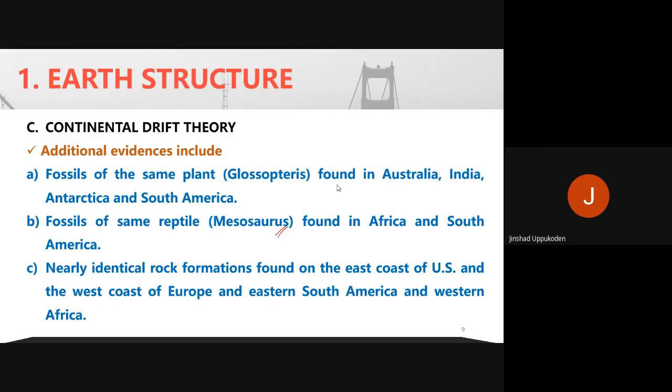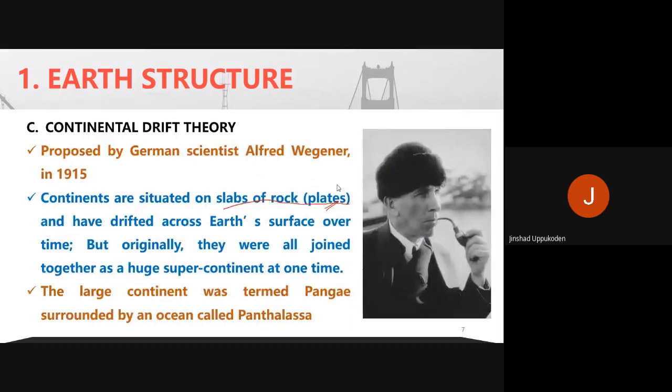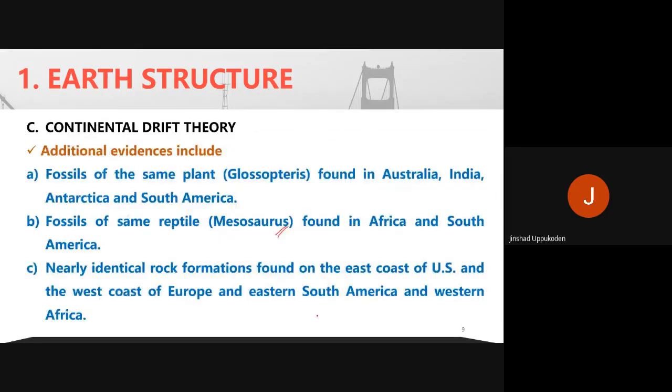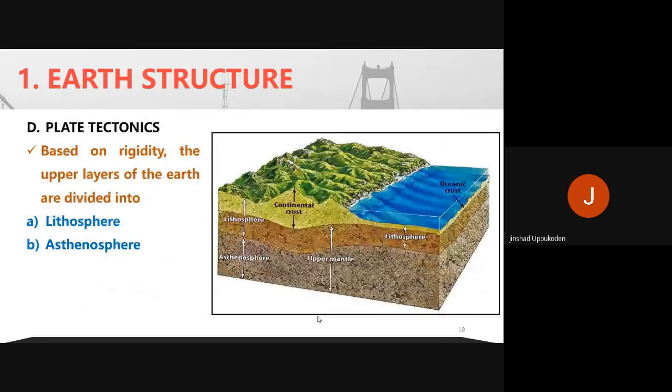The earlier large continent mass was called Pangaea, surrounded by an ocean called Panthalassa. So this is regarding the continental drift theory. Even though not everything is true, he got certain aspects right, one being the concept of plates.